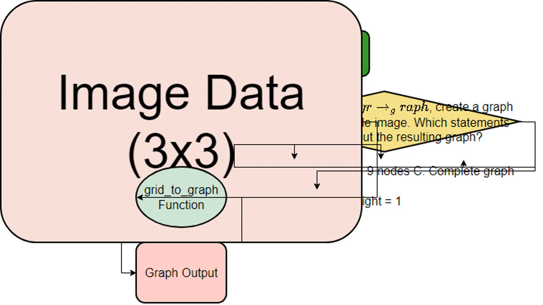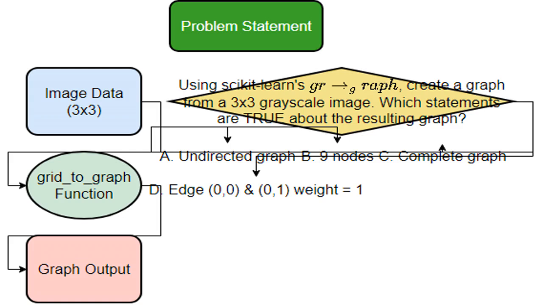We'll analyze its properties, whether it is directed or undirected, the number of nodes, if it is complete, and edge weights, to answer the quiz questions. The goal is to figure out the characteristics of the graph created using scikit-learn's grid_to_graph function with a 3x3 image. Specifically, we need to determine if it's undirected, how many nodes it has, if it is a complete graph, and the weight of a specific edge.